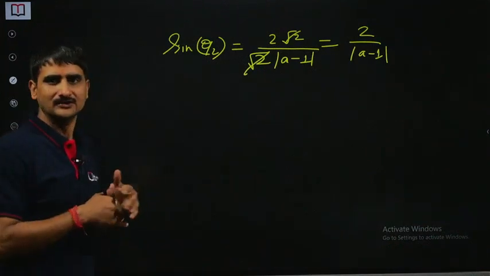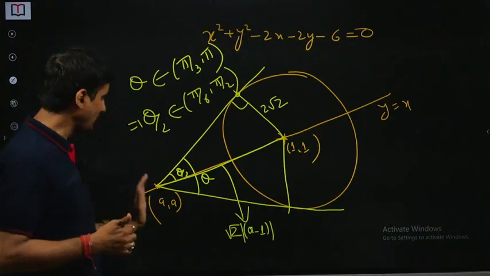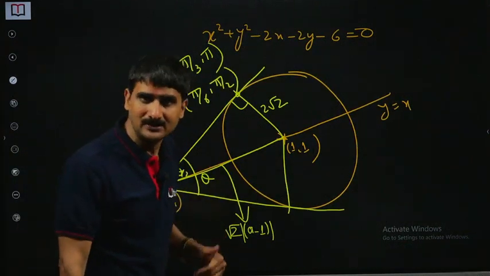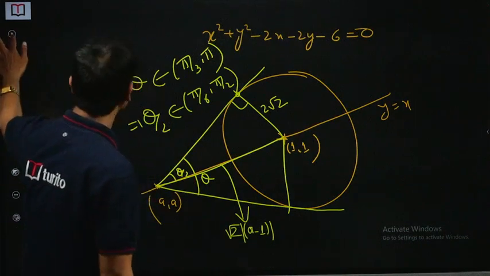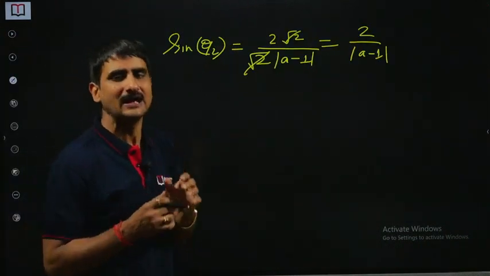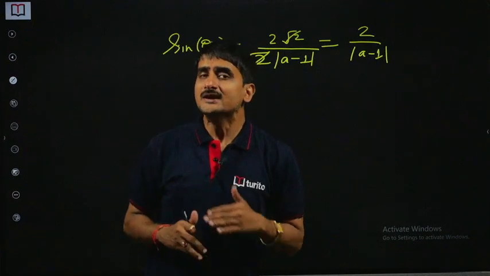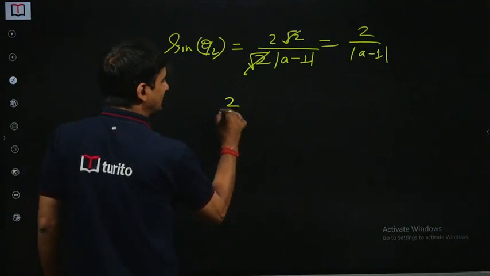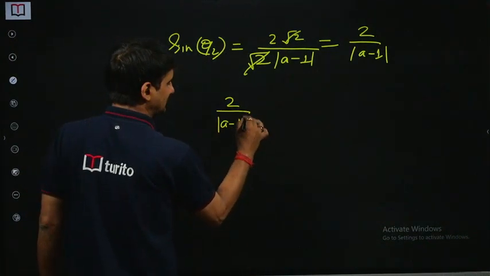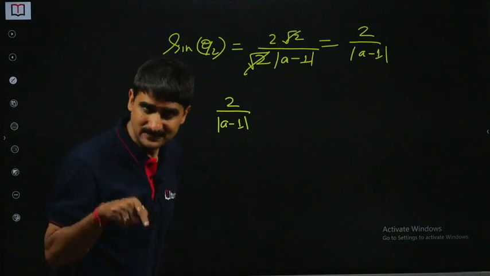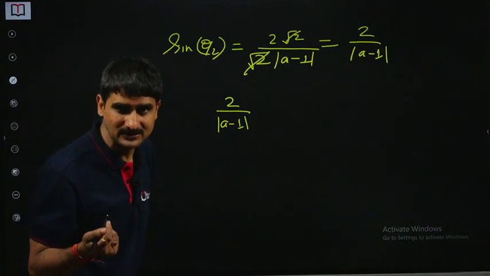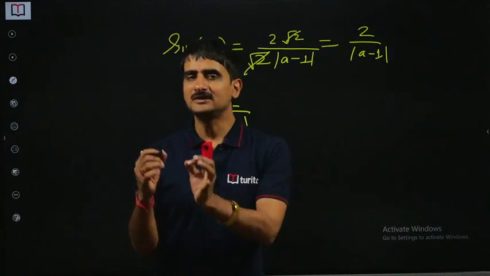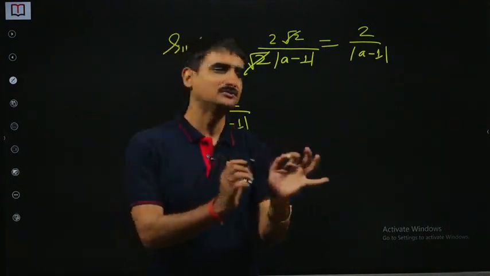Now the maximum value of theta by 2 will be 90 degrees when the point a comma a lies on the circle. First thing. And the minimum value is pi by 6. So that means, see, sine of any angle between 0 to pi by 2 is an increasing function. So 2 upon mod of a minus 1 is sine of theta by 2, whose minimum value is pi by 6, and as I said, sine is an increasing function for the angle between 0 to pi by 2.